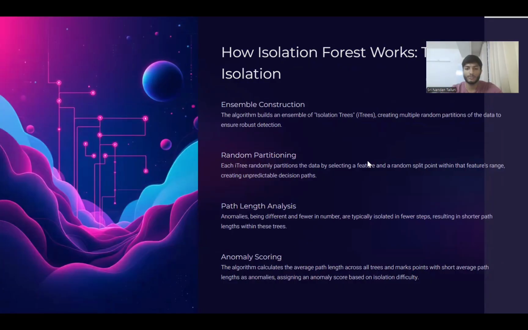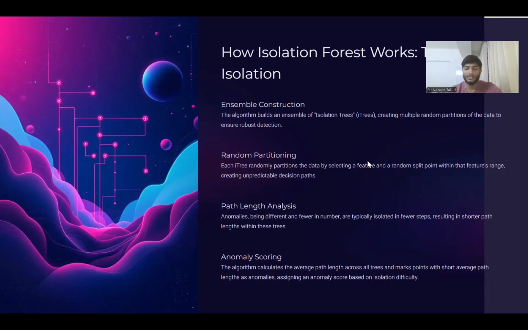How Isolation Forest works. Now let's go deeper into how the algorithm actually works. Isolation Forest builds multiple trees called isolation trees. In each tree, the algorithm randomly selects a feature from the dataset. Then it randomly selects a split value within the range of that feature. The split divides the data into two parts. The process is then repeated recursively on each partition until every data point is isolated.